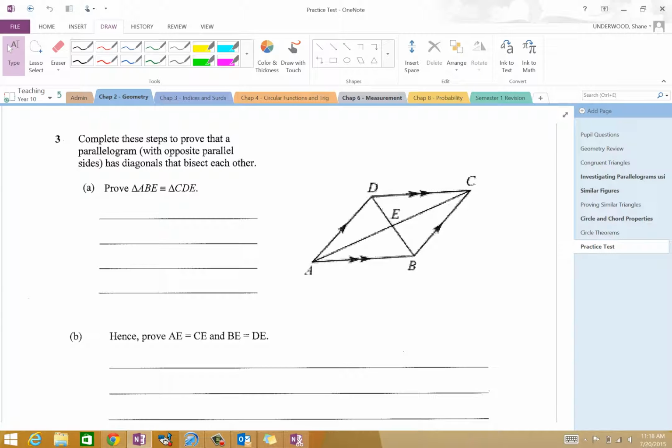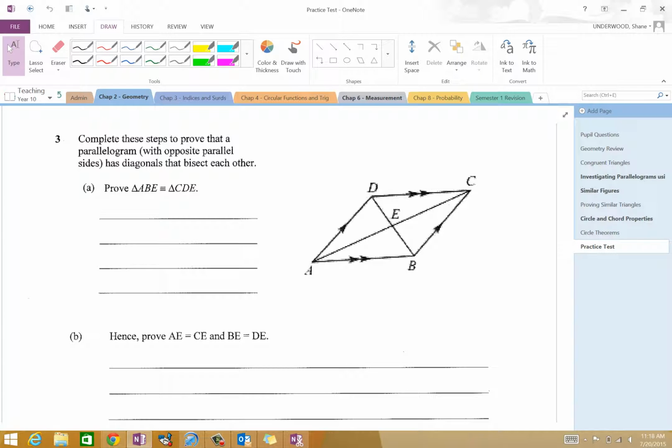Now, let's have a look at this one. Complete these steps, and we're looking at proofs, and that's what a lot of people were whinging about, saying they didn't know. We touched on it last semester, so it doesn't really surprise me as to why we need a bit of work on this.